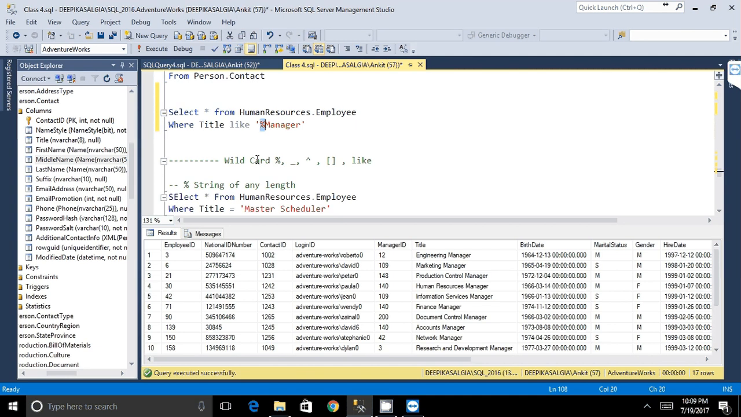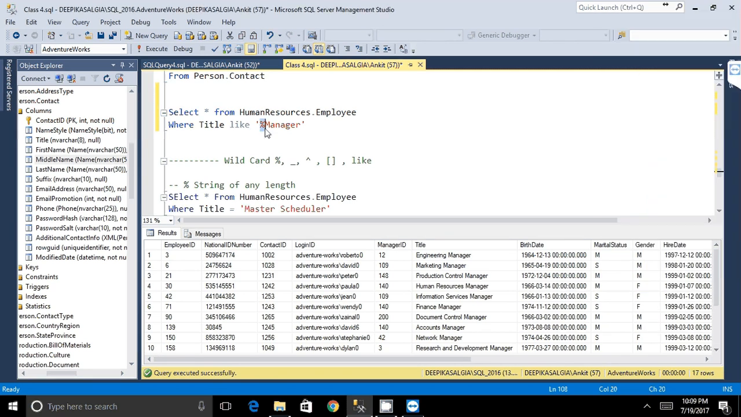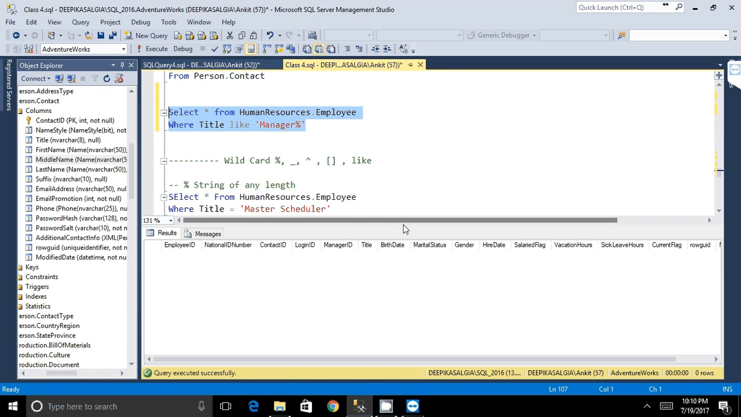Now what if I need to find out, give me all the titles that start with manager? What would you do? Give me all the titles that start with manager. Put it at the end. Perfect. Very good. So I'm going to put manager percent, and then I say search. I don't get anything. It means there is no title that starts with manager. Okay, it's just that there is no such data, but you know how to do it. Manager, and then you put the percent.